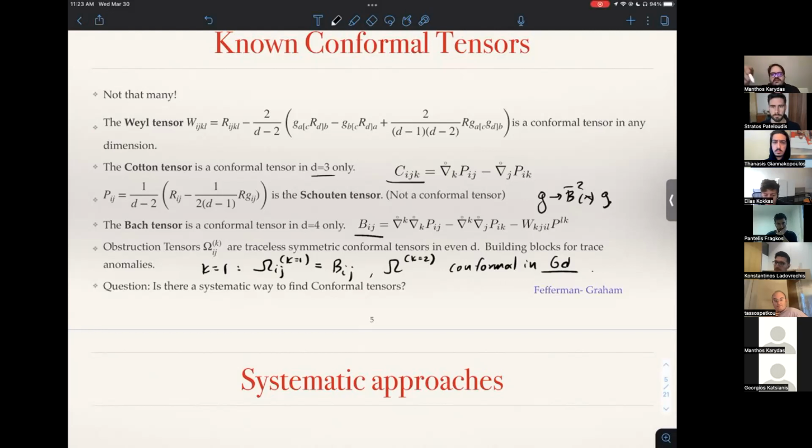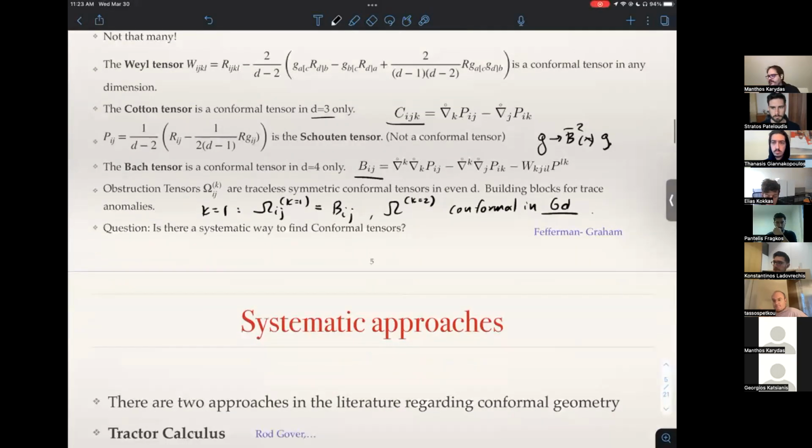And these tensors will be basically the analog of the Einstein tensor for conformal gravity, right? Because it's the equation of motion, the variation of the action. But anyways, yeah. Should I go on? Yeah.